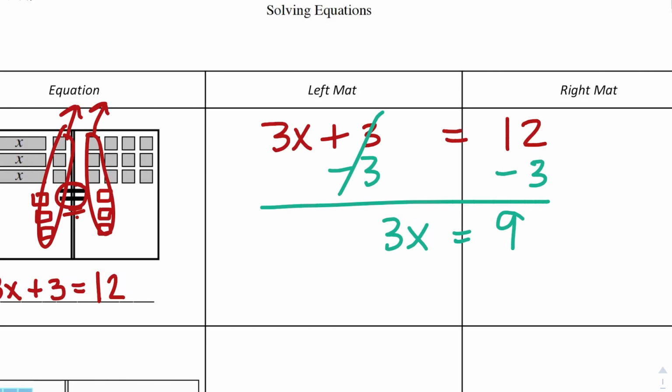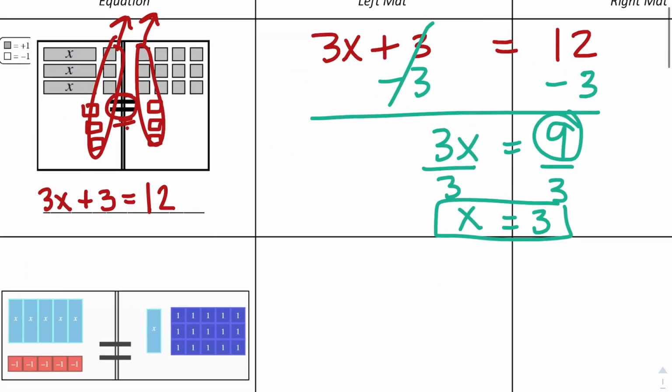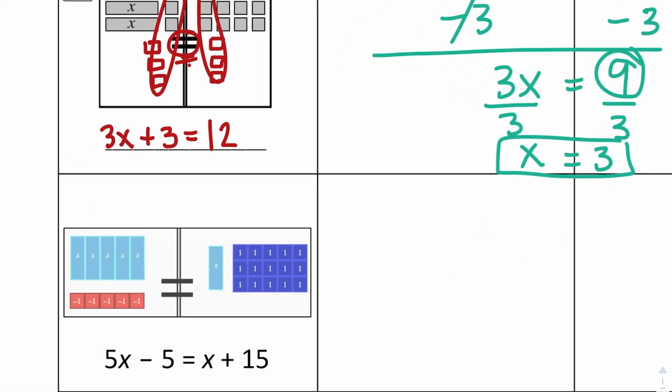Now we're going to divide both sides by how many x's we have, so we can make equal groups out of these 9. So we have 3 x's, so we're going to make 3 equal groups out of these 9, leaving us with 3 ones for every group. So your answer is x equals 3. So that's basically what you're doing for everything else.